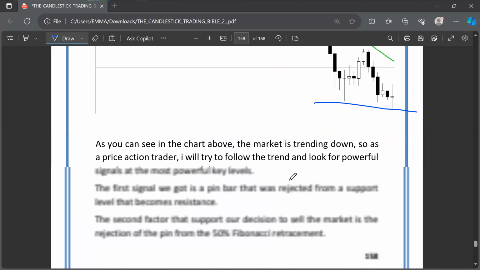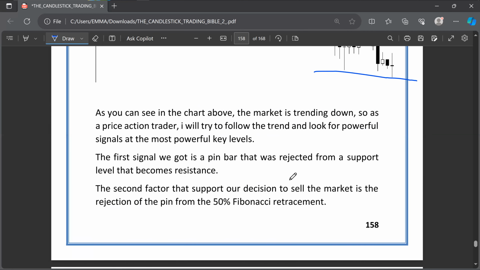So that is it. As you can see, whatever I've said, we are going to describe it here, so I won't talk again. I'm just going to read so that at least you know that whatever I said is not wrong, right? It's just going to give us a confirmation. Now, as you can see in the chart above, the market is trending down. So as a price action trader, I will try to follow the trend and look for powerful signals at the most powerful key levels, right? The first signal we got is the pin bar that was rejected from the support level that became a resistance, right?